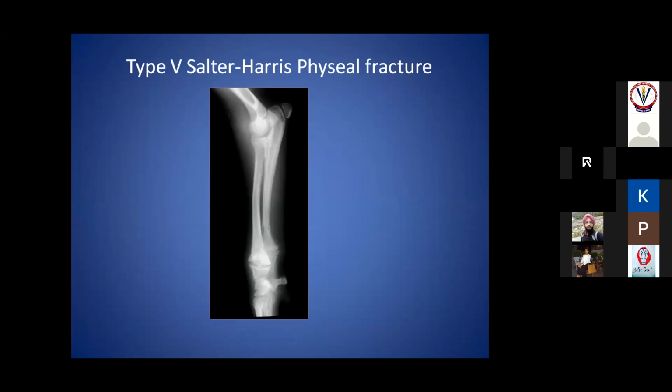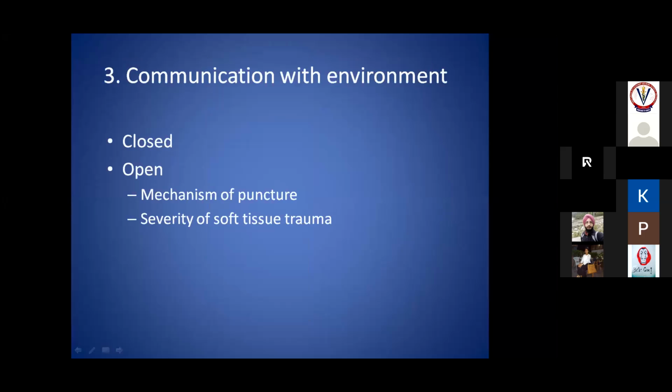And compression fracture we have seen in type 5, where there will be compression at the fracture site along the physeal plate. Now coming to the communication with the environment. So this also we have studied, how to classify whether the bone is communicating with the external environment or not. If it is communicating, then there must be damage to the soft tissue, and the skin also must have opened up, in case of open fractures.